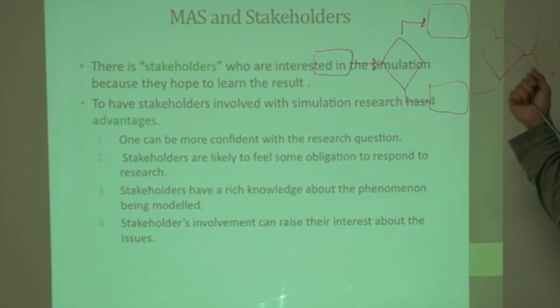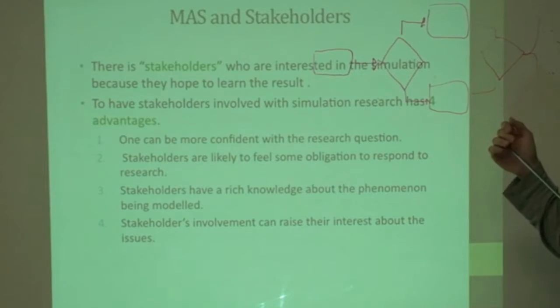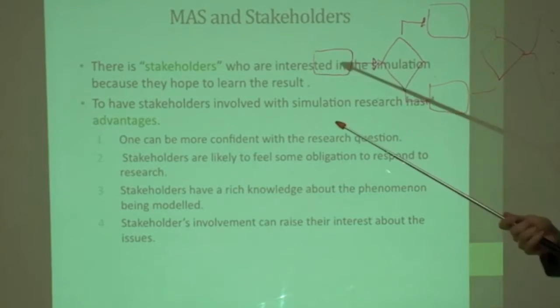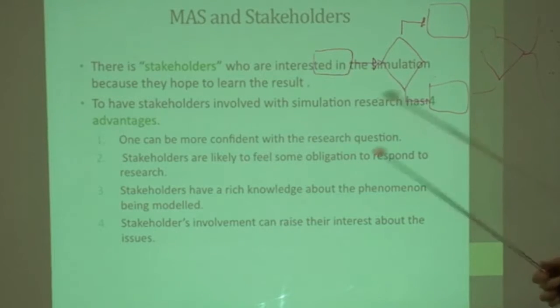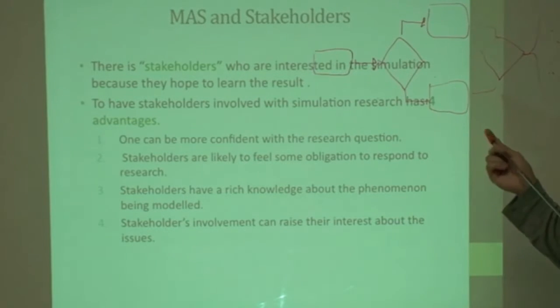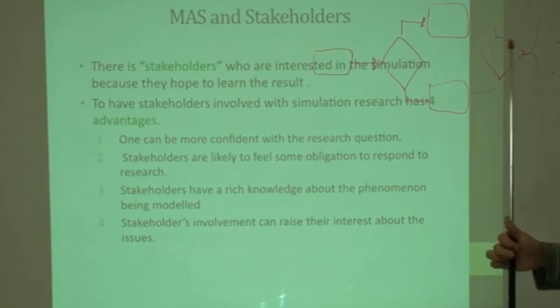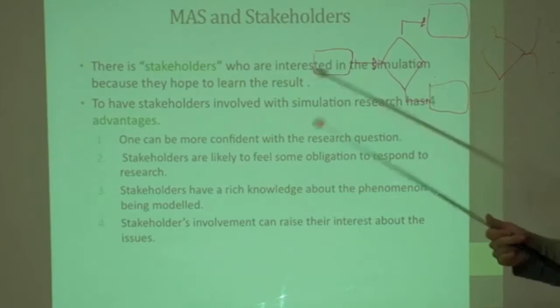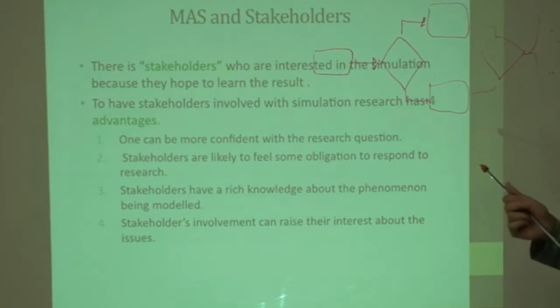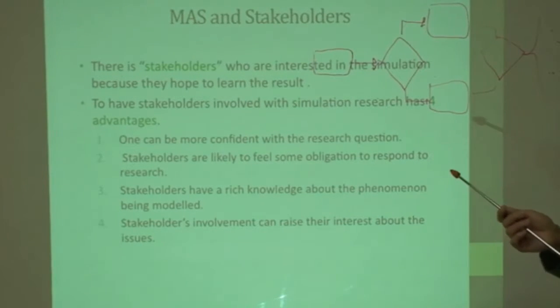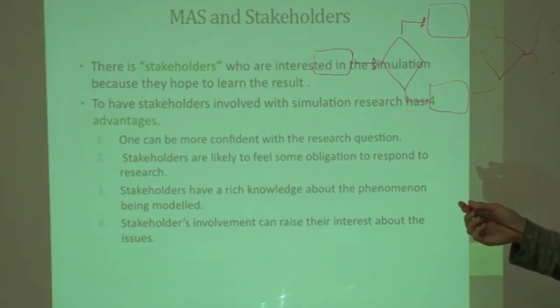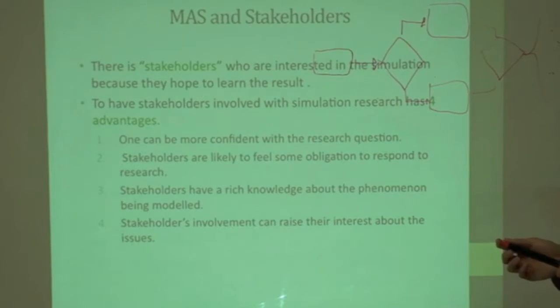Next, multi-agent simulation and stakeholders. There are stakeholders who are interested in the simulation because they hope to use the results. Having stakeholders involved in simulation research has 4 advantages. First, one can be more confident about the research question. Second, stakeholders are likely to feel some obligation to respond to the research. Third, stakeholders have rich knowledge about the phenomenon being modeled. Fourth, stakeholders' involvement can raise their interest in the issues. These are the 4 advantages.